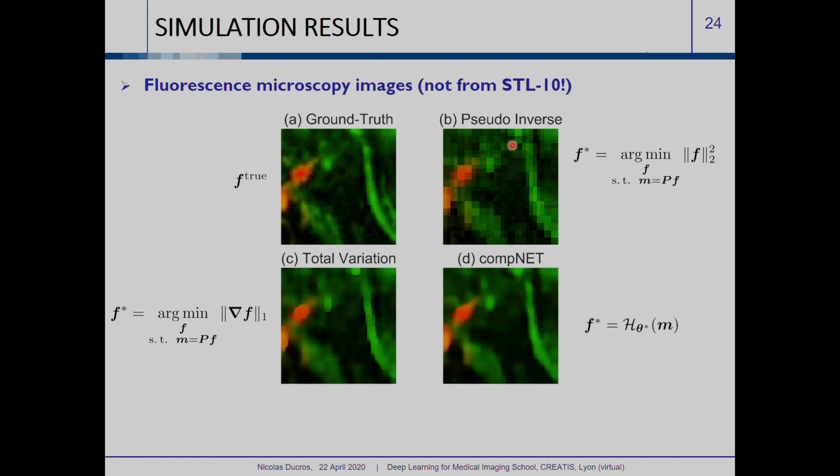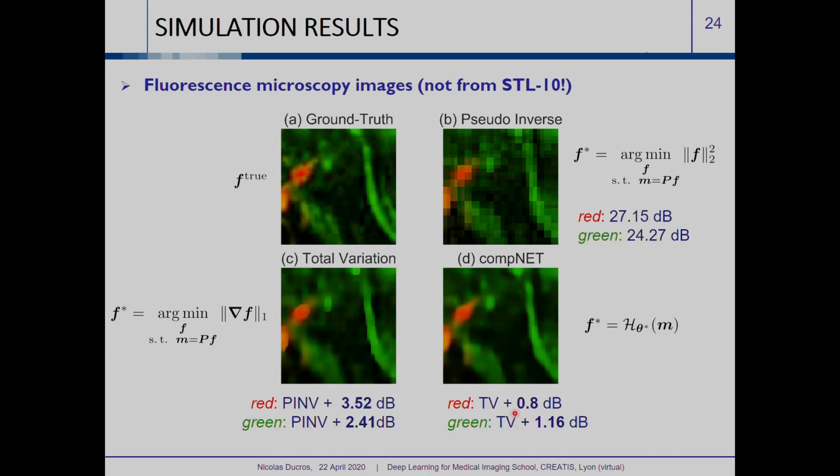You have this staircase effect, which is due to the fact that we consider Hadamard patterns, and some of them are missing. And an improved PSNR over the total variation solution, which is represented here. And here I report the improvement in dB for the red channel and the green channel. Each channel here has been processed independently.